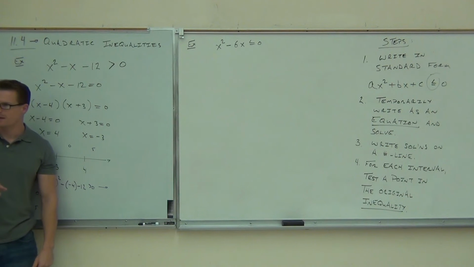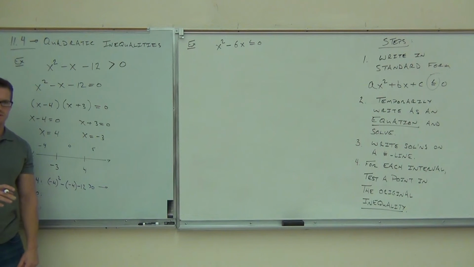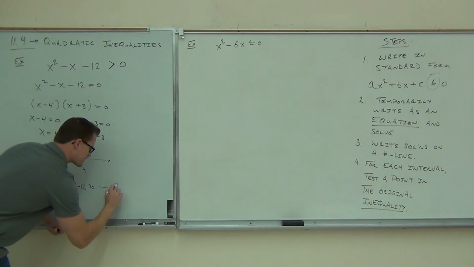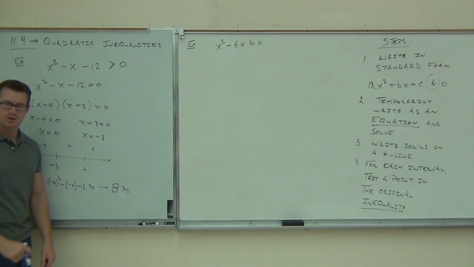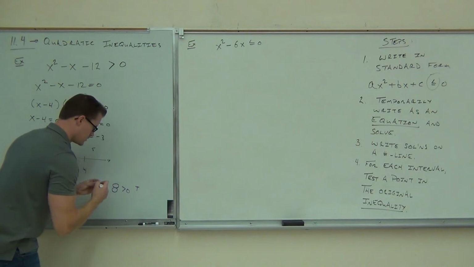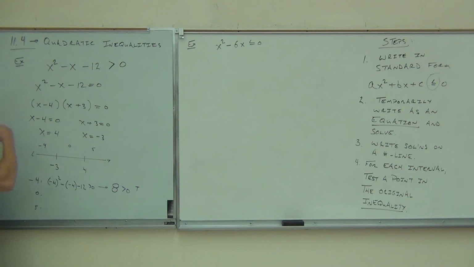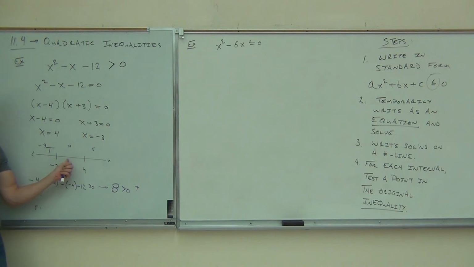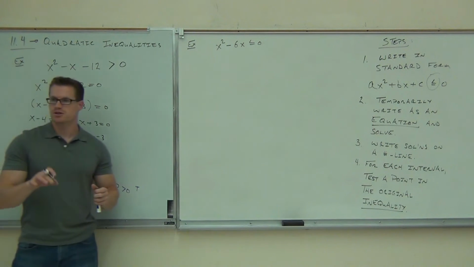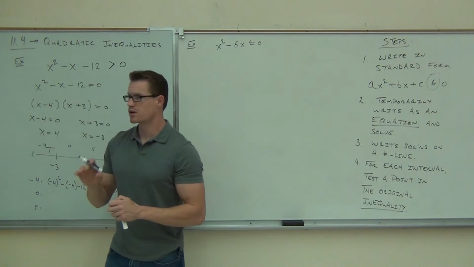Did you guys get 8 out of that? Give me a head nod if you did. Okay, good. So this says, is 8 bigger than 0? Yes. So true. That means in this interval right here, we get a big true. Hey, what should this one be then? Now you're going to make sure that it is. You're going to double check your work.